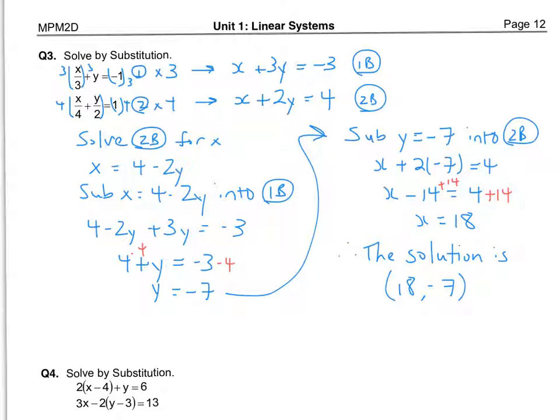Okay, third one. Solve by substitution. This one has some things like fractions, which we don't like working with most of the time. So we use our ideas from our first review unit. What I've done here is I took equation 1 and multiplied every term by 3, and in doing so, I come up with this equation of x plus 3y equals negative 3. That looks much more comfortable. Similarly, equation 2, I multiplied everything by 4, and I ended up with an equation of x plus 2y equals 4.